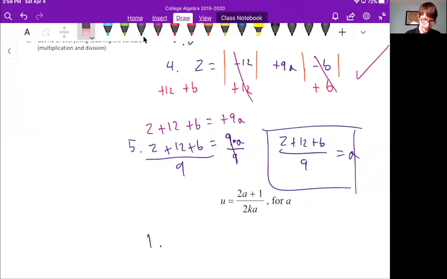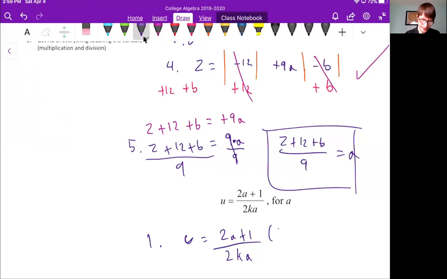Okay, so we've got u equals 2a plus 1 over 2ka. To get rid of this a, to get it out of the denominator, we've got to multiply both sides by this denominator. And here's the reason why. Because 2a plus 1, we're dividing that by 2ka. And if we want to get rid of it, we can multiply both sides by 2ka. In its essence, if you really wanted to, you could just multiply both sides by a. That works too. But for thoroughness' sake, let's try to get rid of that denominator entirely.